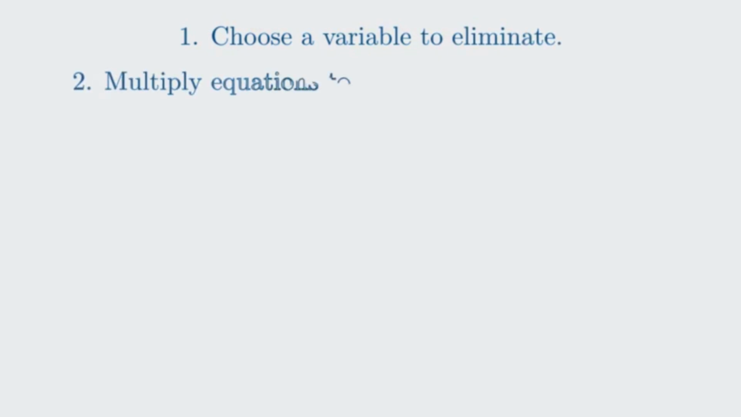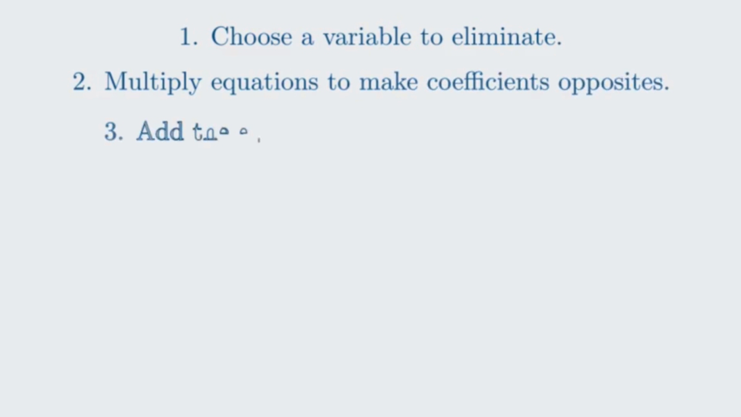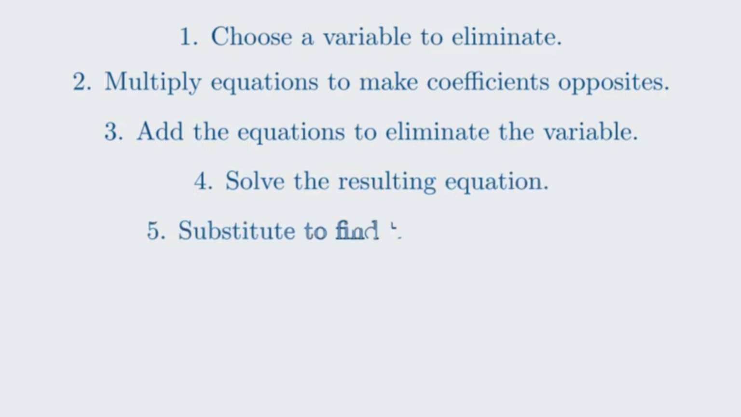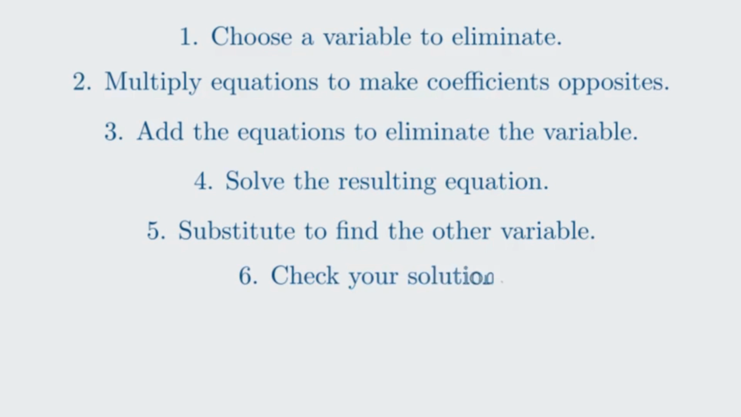Let's quickly recap the steps we took to solve this system using the elimination method. First, we identified the variable we wanted to eliminate. In our case, it was y. Second, we multiplied one or both equations by a number to make the coefficients of that variable opposites. Third, we added the two equations together to eliminate the chosen variable. Fourth, we solved the resulting single variable equation. Fifth, we substituted the value we found back into an original equation to find the other variable. And finally, we checked our solution in both original equations to ensure it was correct.